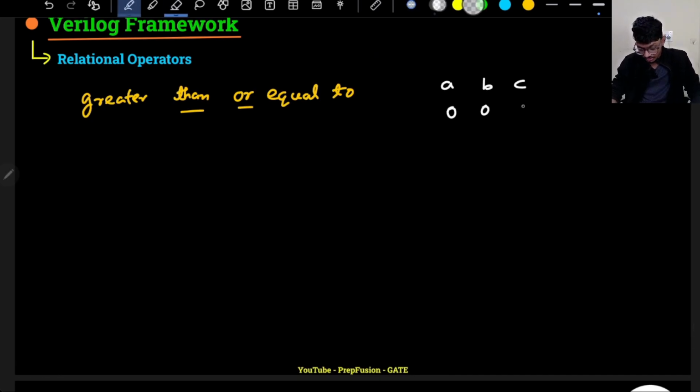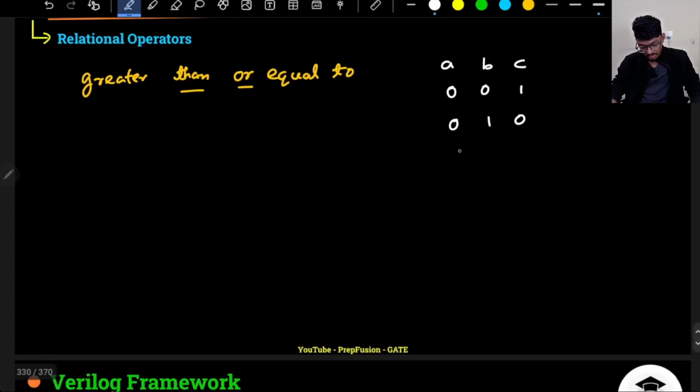If they are equal, it will be 1. If they are not equal, if B is greater than C, I will get 0. If A is greater than C, again I will get 1, and if both are equal, again I will get 1. Okay, so what is this? Like, you can again derive the Boolean expression for this. It will simply come out to be A or B bar. That is what your expression will be.